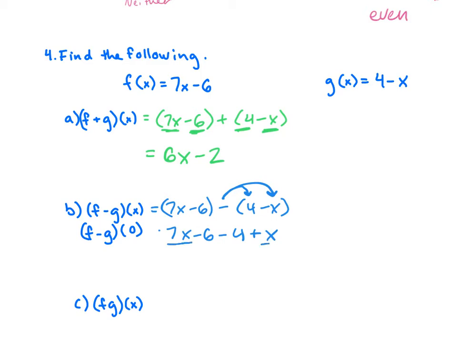Now we can combine our like terms. We have 7x plus x, which would be 8x. And negative 6 minus 4 would be negative 10. So 8x minus 10. And then when we plug in 0, we just plug it in for x. So this would be 8 times 0 minus 10, which would just be negative 10.